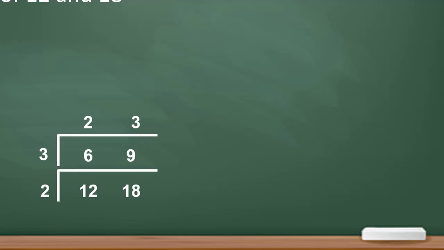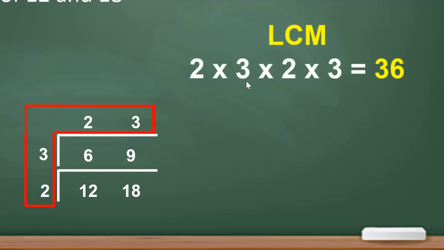So unlike in getting the greatest common factor, where we only list down the common factors, here we list down the common factors and the remaining factors. So which are? The common factors are 3 and 2, and the remaining factors are 2 and 3. So we list down all of them. So 2 times 3 is 6, times 2 is 12, times 3 is 36. So the LCM will be 36.